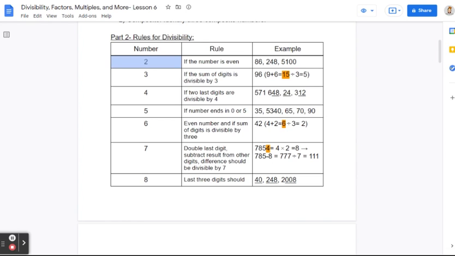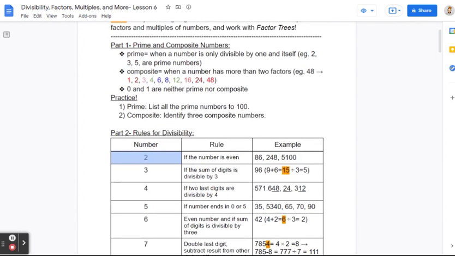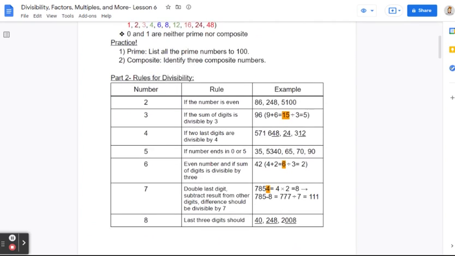So for example, starting with 2, because remember 1 is not a prime nor a composite. So starting with 2, if the number is even, then that number is going to be divisible by 2. For example, 86, 248, and 5,100 are all divisible by 2 because they are even numbers.